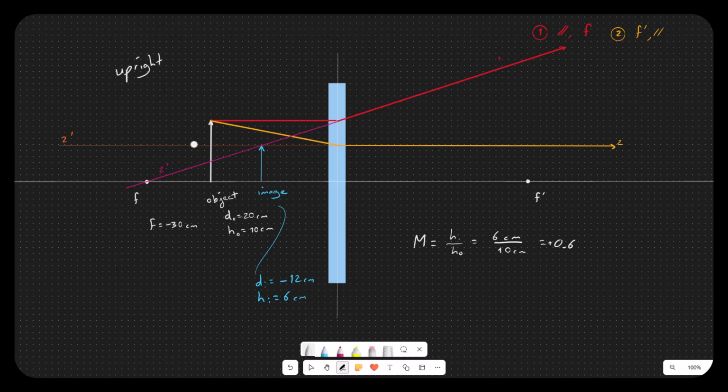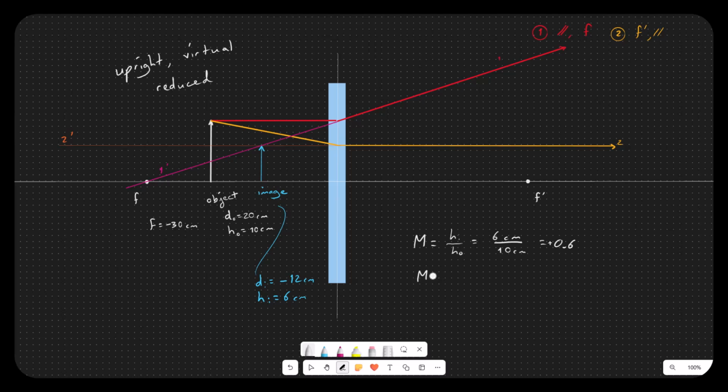And this image was formed by my prime rays going back, which means this thing is a virtual image. It's smaller than my object, so this is reduced. And I got a magnification of positive 0.6, which tells me all of those things are true.